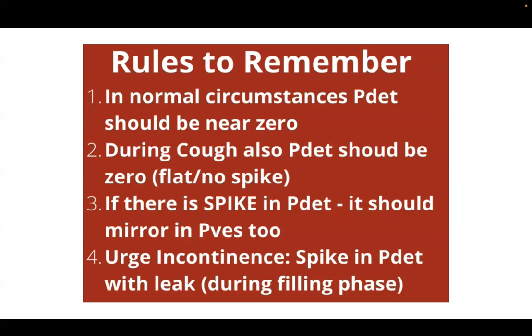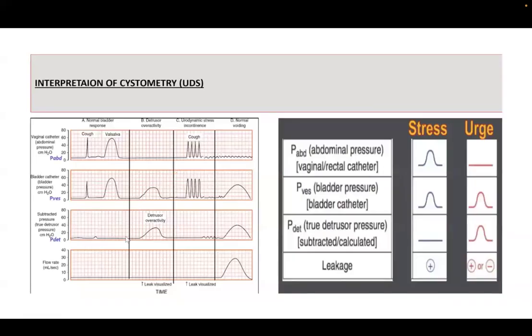During cough also, the detrusor pressure will be 0. If there is any spike in PDET, it will be mirrored in PVES also. As we know, PVES is the combination of PDET and PABD, so if there is any rise in PDET, PVES also rises. And this is detrusor overactivity. If it is associated with leak, we will call it urge incontinence. This much knowledge is very important, otherwise we will not be able to interpret urodynamics.